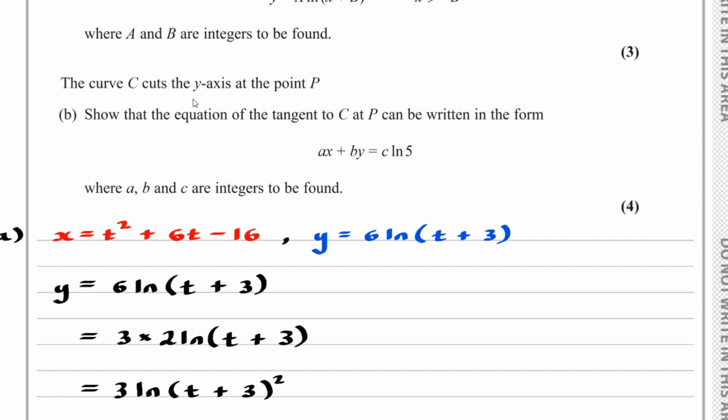The curve C cuts the y-axis at the point P. We have to show that the equation of the tangent to C at P can be written in the form ax plus by equals c times the natural log of 5, where a, b and c are integers to be found. Now because we are required to find the equation of the tangent, what we need to begin with is dy over dx.